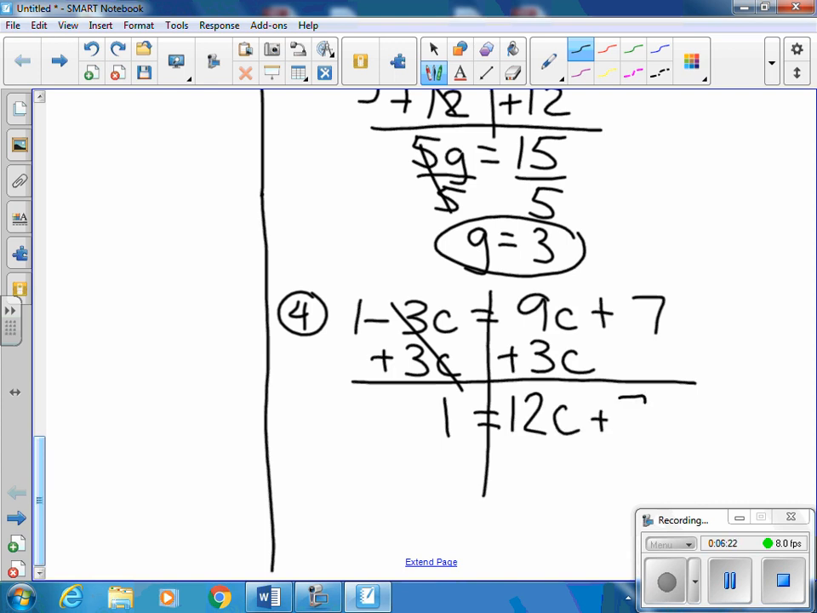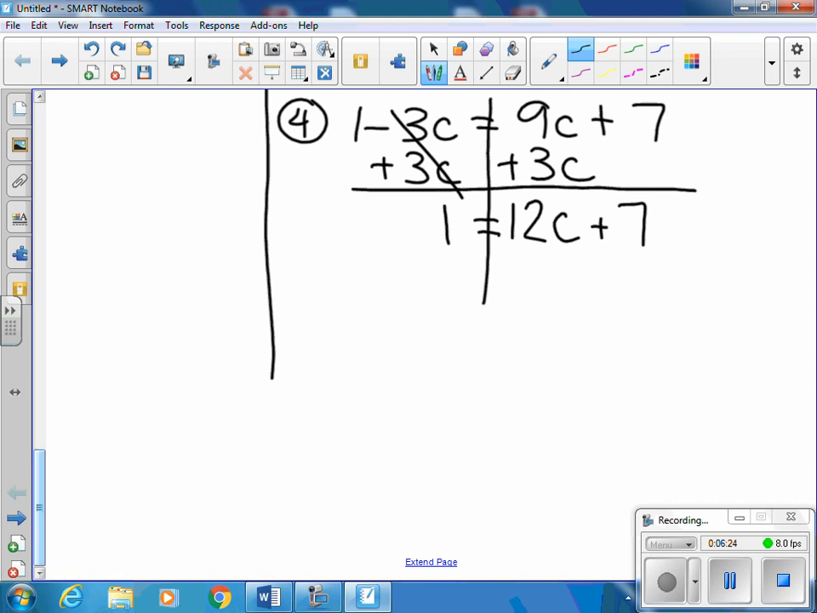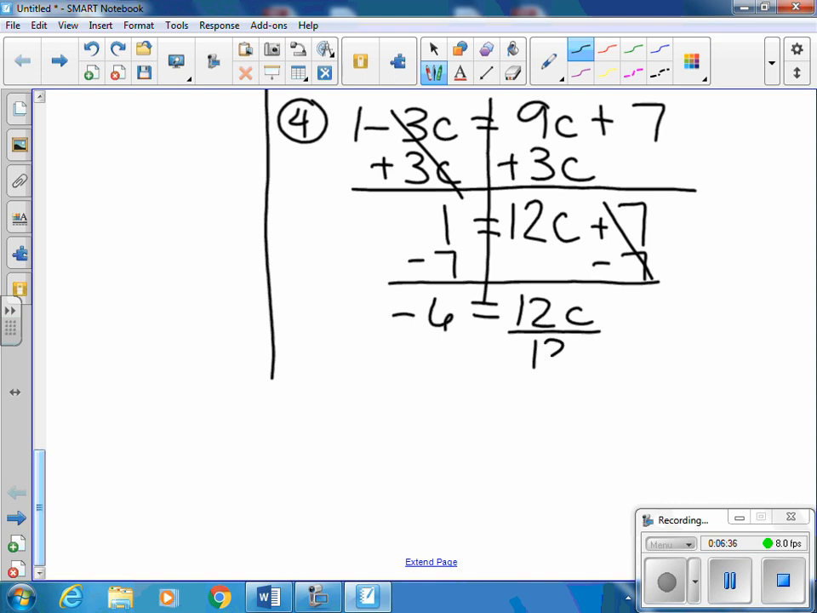Bring down plus 7. All right, my next move is to get rid of the plus 7. So I'm going to subtract 7 from both sides. 1 minus 7 is negative 6 equals 12c. I want to split the 12 and the c apart, so I want to divide by 12.